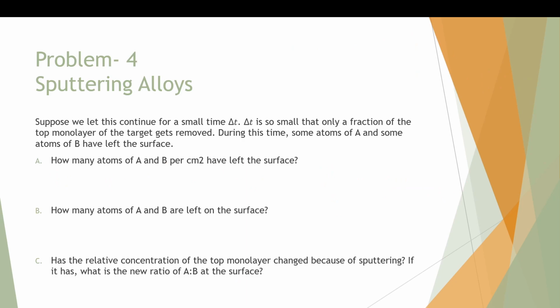Okay. So, suppose we let this continue for a small time delta t. So, for a small time delta t, we are sputtering the target and depositing on the substrate. Delta t is so small that only a fraction of the top molar layer of the target gets removed. During this time, some atoms of A and some atoms of B have left the surface. How many atoms of A and B per centimeter square have left the surface?